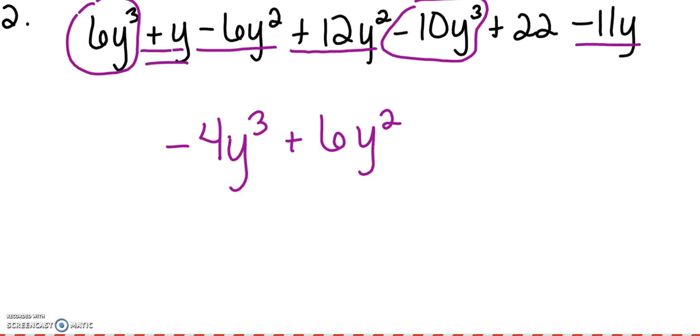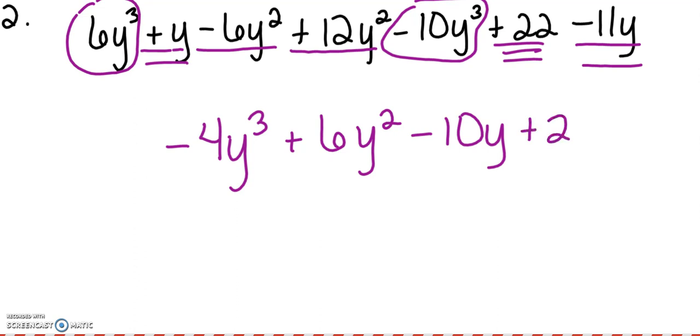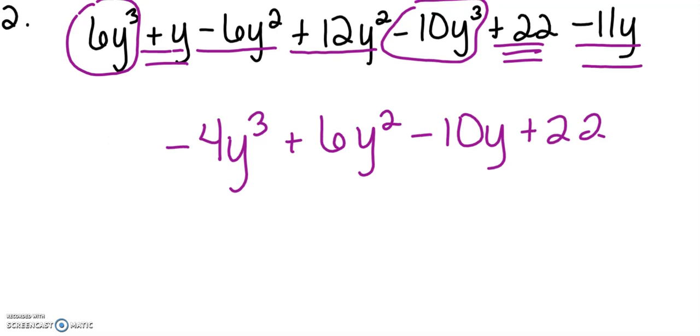All right, and then we have a positive 1y and a negative 11y. So positive 1 and negative 11. So I subtract and get 10. Keep the sign of the higher number. So 11 is bigger, so it's negative 10y. And that's the only number again, so plus 22 is going to stay plus 22.